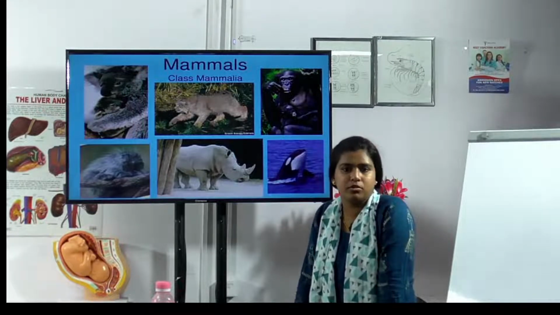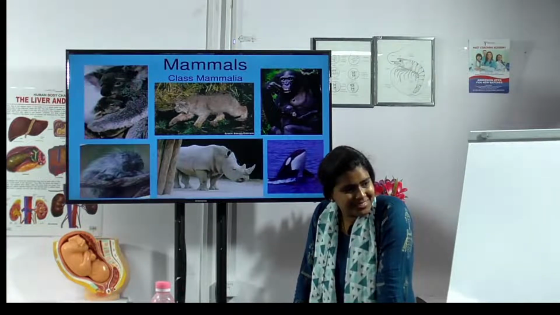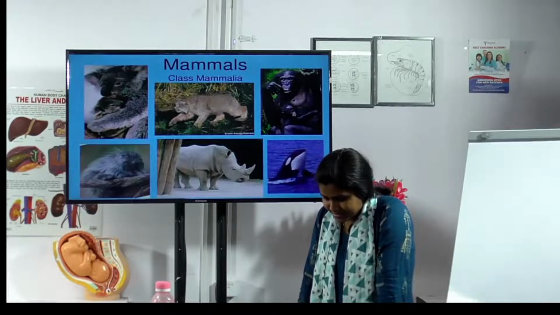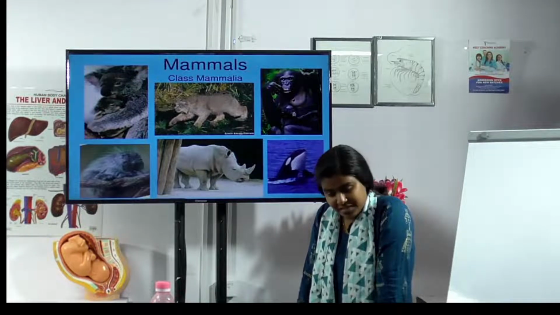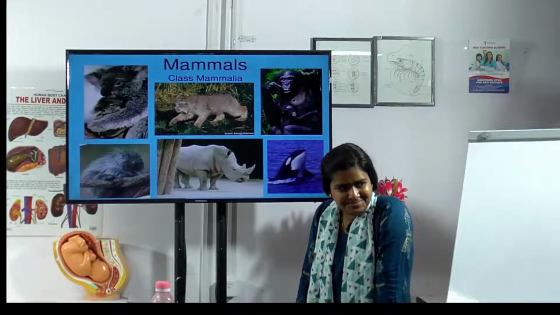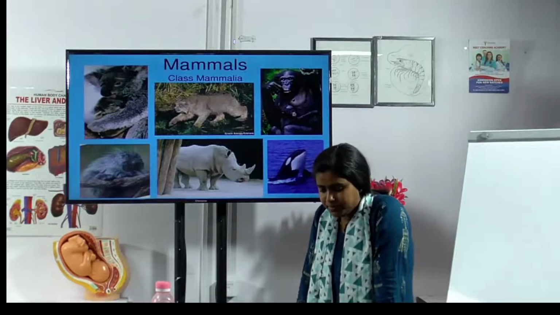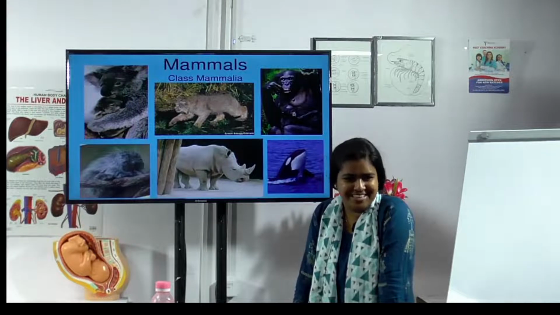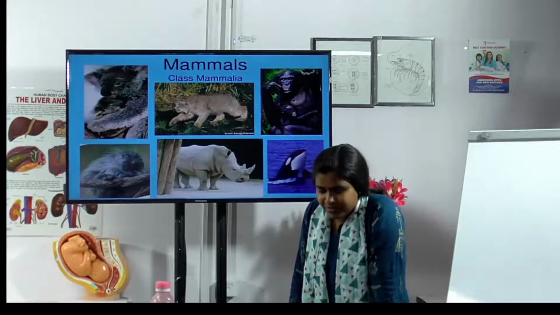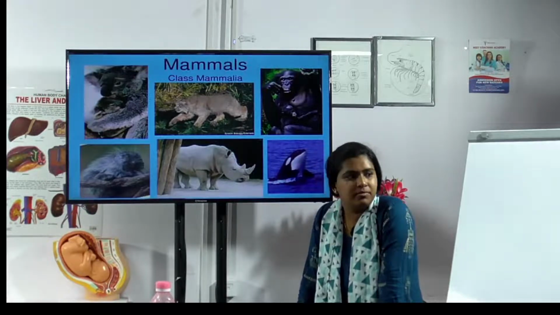They possess hairs, sweat glands, sebaceous glands, etc. They have five senses. Fertilization is internal. They are mostly viviparous, producing young ones, though some are oviparous.